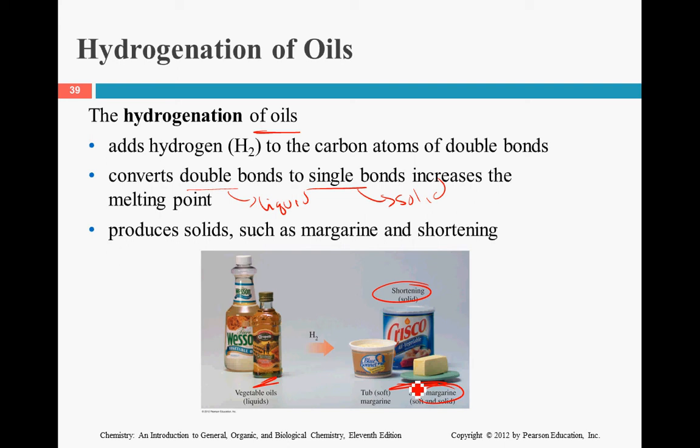But if you think about margarine and Crisco and things along those lines, they're still pliable. You can spread the margarine. That's because they stop it before it goes to 100% completion. If they did it to 100% completion, it would be extremely hard and brittle.